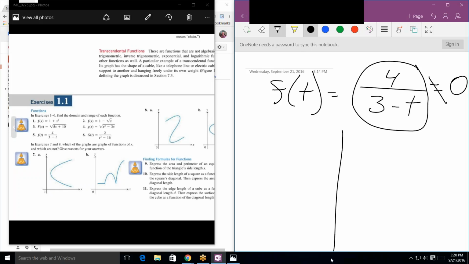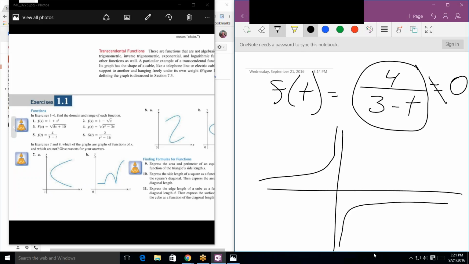And if I were to graph this, it's a version of a hyperbolic function like that. And you'll notice that the range is negative infinity to 0 and 0 to positive infinity, right? Yes. So the graph confirms what we knew.